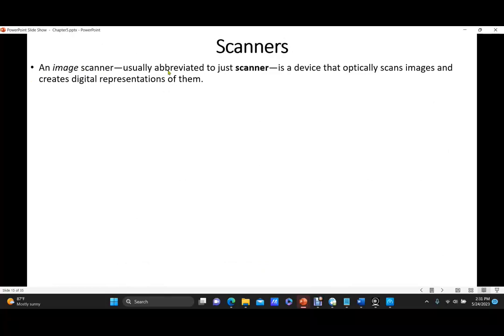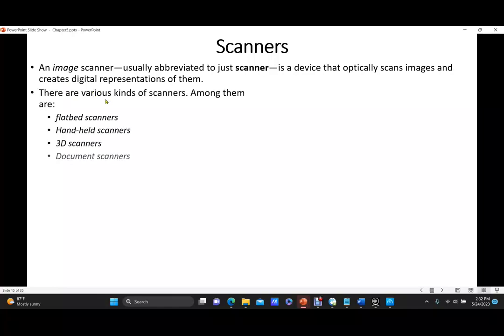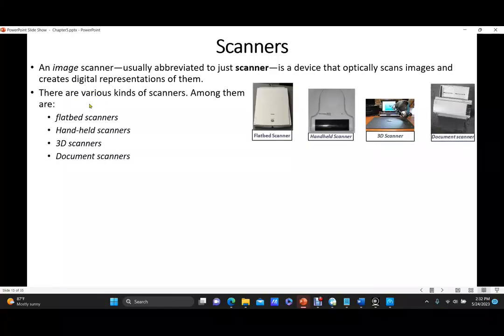An image scanner, or just a scanner, is a device that optically scans images and creates digital representations of them. There are several different kinds of scanners. Some of them are flatbed scanners, handheld scanners, 3D scanners, and document scanners.